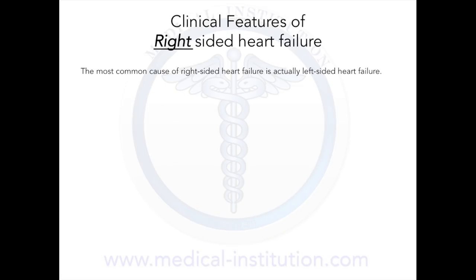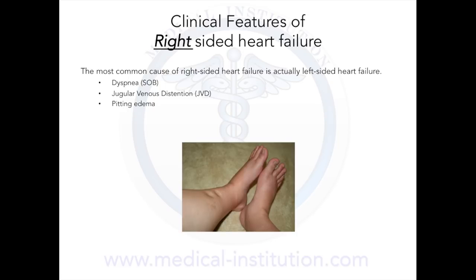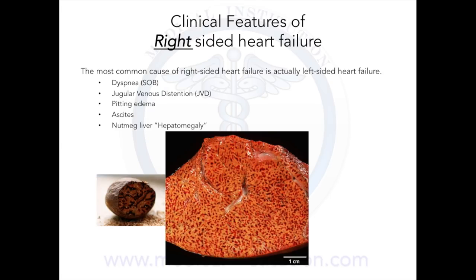The most common cause of right-sided heart failure is actually left-sided heart failure, and the common clinical features include dyspnea, since the right heart is unable to pump blood into the lungs to get oxygenated; jugular venous distension, since the jugular veins cannot empty their blood into the congested right atrium; pitting edema, which is due to fluid overload and increased hydrostatic pressure; ascites, which is due to fluid accumulation in the peritoneal cavity; and nutmeg liver, which is due to chronic passive congestion of the liver, and as you can see here, it resembles a cut nutmeg.